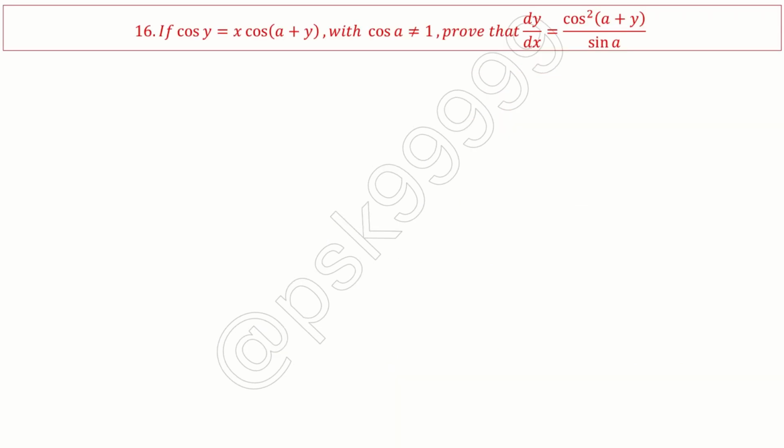Okay, next. cos y equal to x cos a plus y. Okay, where cos a is not equal to 1. Prove that dy by dx equal to cos square a plus y by sin a. Okay, so this one is another tricky one. You will basically do it in a reverse way. Okay, reverse means you find out dx by dy, it is more easy. Okay, so let's see how to do this.